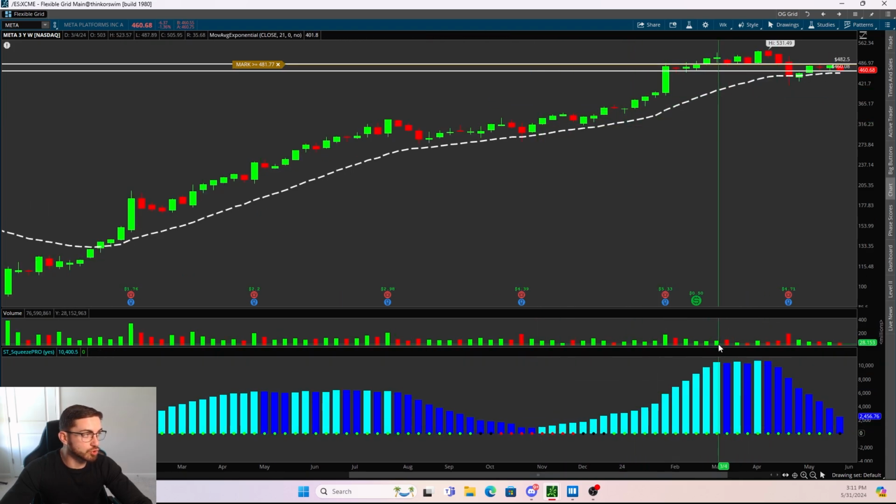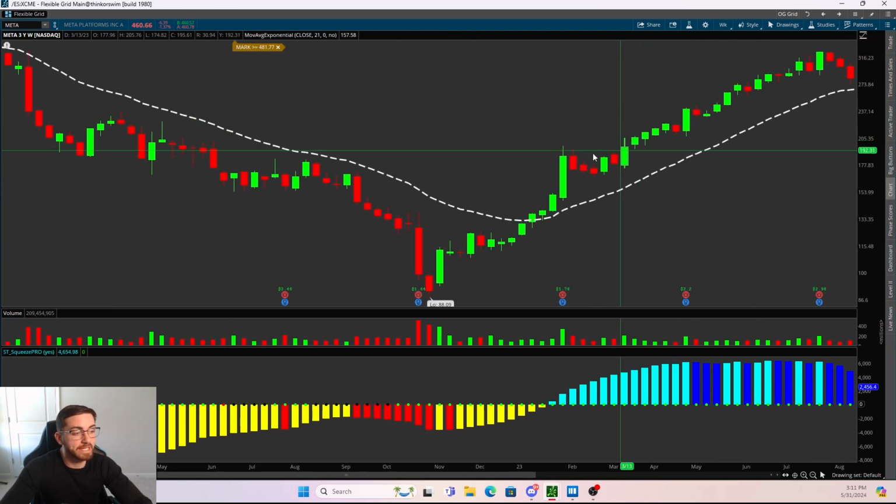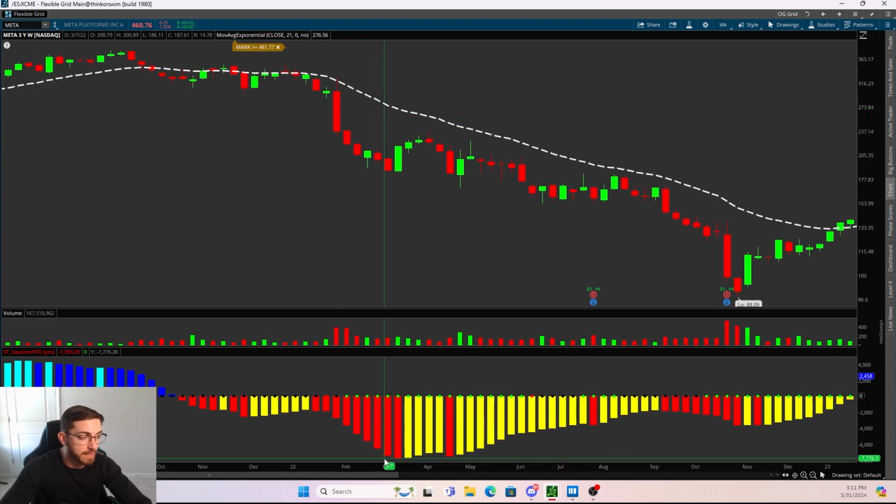So again, light blue, strong buying momentum, dark blue, buying momentum's dying down. Price could consolidate, could pull back slightly, but as long as we hold the 21 EMA, it should go back into light blue. Now on the flip side, we have red and we have yellow. With the red, this is telling us that there's very strong selling momentum. Again, the larger the bars are, the stronger that selling momentum becomes.